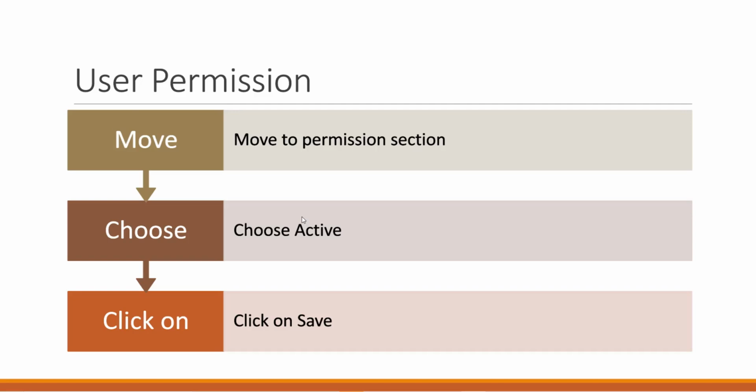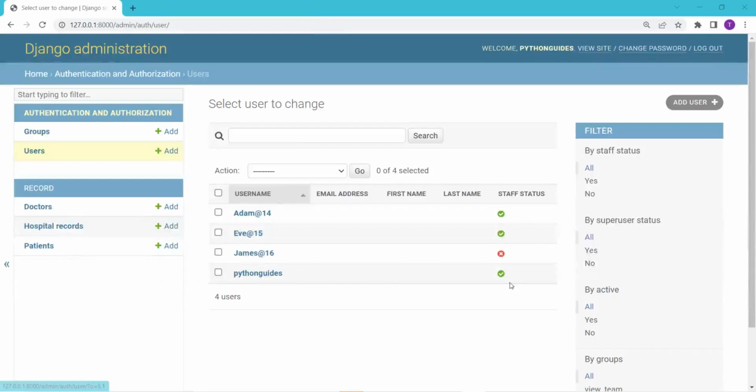I want to give you one bonus tip. If you don't want someone to be able to access the admin site or the main site, you simply have to untick the active box in the permission section instead of deleting them. I will show you with the help of an example. Here you can see the list of the users. I select Eve @15.